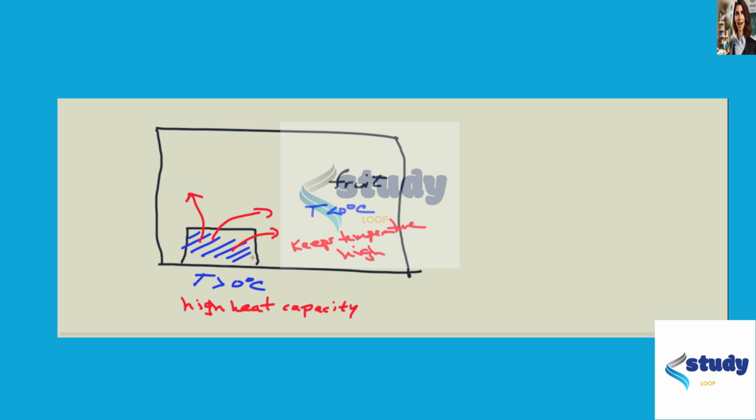But as long as you have a vat of water inside the room, and that is liquid water, so it's greater than the freezing point, it can transfer its heat to the room to keep anything inside that room, like fruit, from freezing.